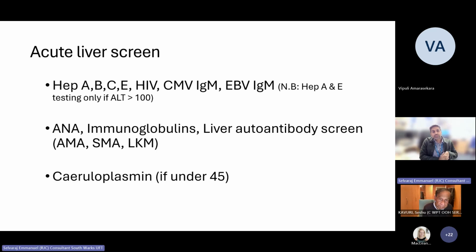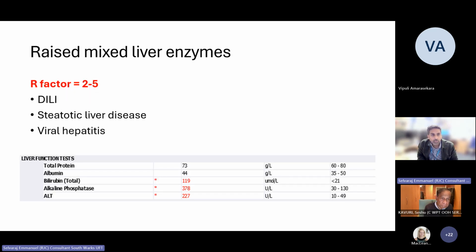So just a recap on the difference between acute and chronic liver disease screen. Before I go down that route, are there any questions at all about what we've talked about in terms of the pattern of recognizing liver enzymes?